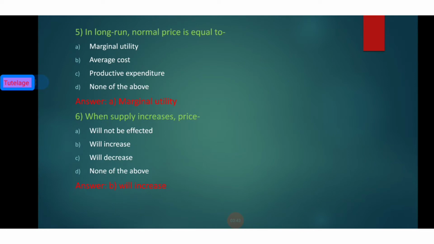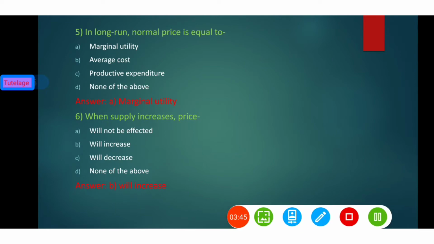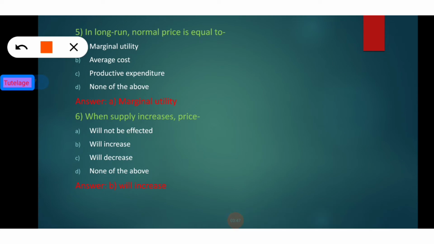Here is the fifth question. In the long run, normal price is equal to marginal utility, average cost, productive expenditure, or none of the above. The correct answer is average cost.